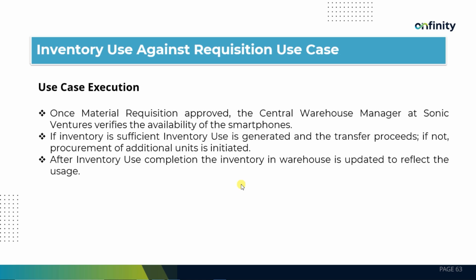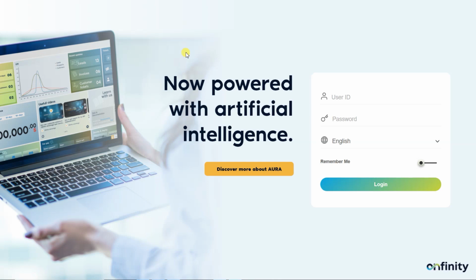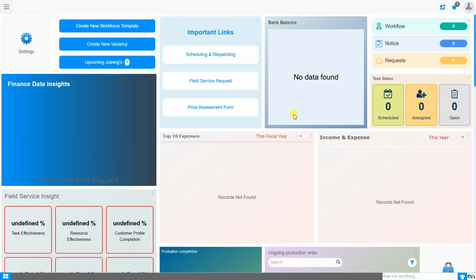Now that we have covered the conceptual foundation and purpose of inventory use, let us move into the Onfinity system to see, step by step, how an inventory use against requisition transaction is created and processed in practice. To begin, open the Onfinity link in the browser. Log in using your user ID and password. Enter your valid user ID. Enter your password and then click on Login to access the Onfinity system.